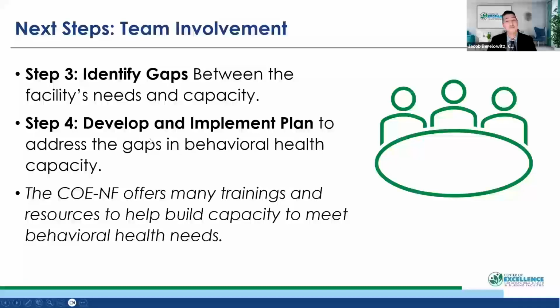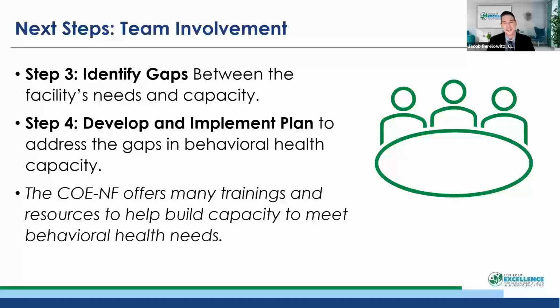And so we've made it through step 1, where we looked at all of the characteristics of our residents. Step 2, where we looked at all of the capacity that we have in our facility. What are our strengths? What do we currently have in place as it relates to behavioral health? And now we're up to steps 3 and 4. And like I mentioned at the beginning, we're not going to delve into steps 3 and 4, even though that's where most of the work happens. That's the most challenging part.